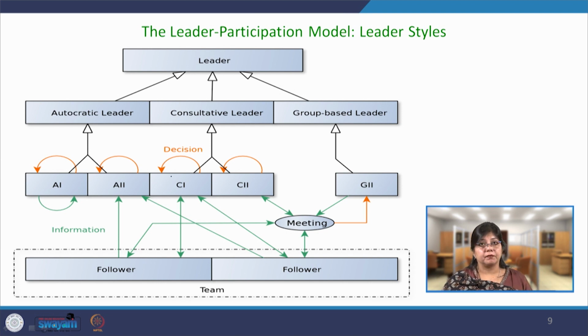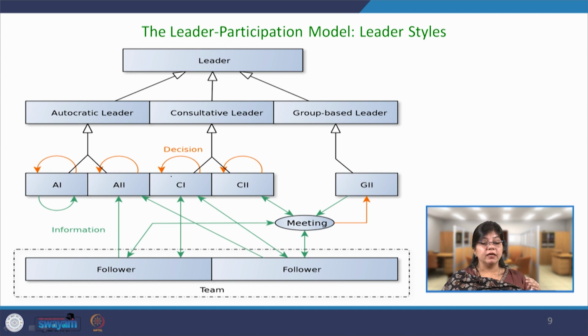where in C2 the follower will meet the leader, but there is no influence, only decision making is there. So, the amount of information differs accordingly, based on whether there is face to face interaction or not. And in the group based leader G2, members and the leader meet in a face to face situation and they tend to identify the loopholes and incorporate the followers' or subordinates' ideas and suggestions. So, this is how the leader participation model is based on the decision tree.